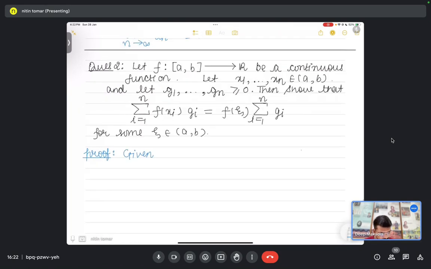Now let us do this. So you have been given that these gi are non-negative for i equal to 1 to n, and let capital M be the maximum of f of x1, f of x2, and so on up to f of xn. I can always take the maximum, right? Because these are finite numbers. Yes or no? And let small m be the minimum.